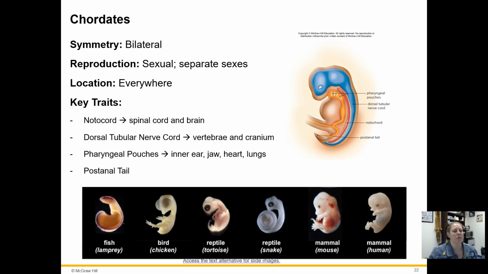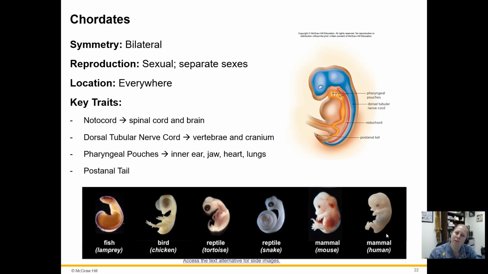The majority of animals within here do have a skeleton, but the classification of something as a chordate is dependent on its embryological development. So at a certain point in time, all chordates have a notochord, a dorsal hollow or dorsal tubular nerve cord, pharyngeal pouches or pharyngeal gills or pharyngeal slits, you'll see them called different things, and a postanal tail. So it doesn't matter if we're looking at a fish or a bird or a reptile, a tortoise, a snake, a mouse, or a human. All of these organisms are chordates because they all have these particular traits.